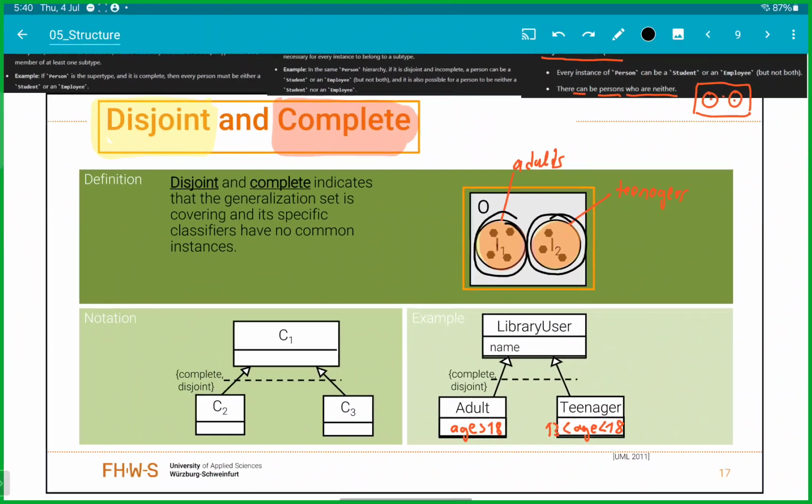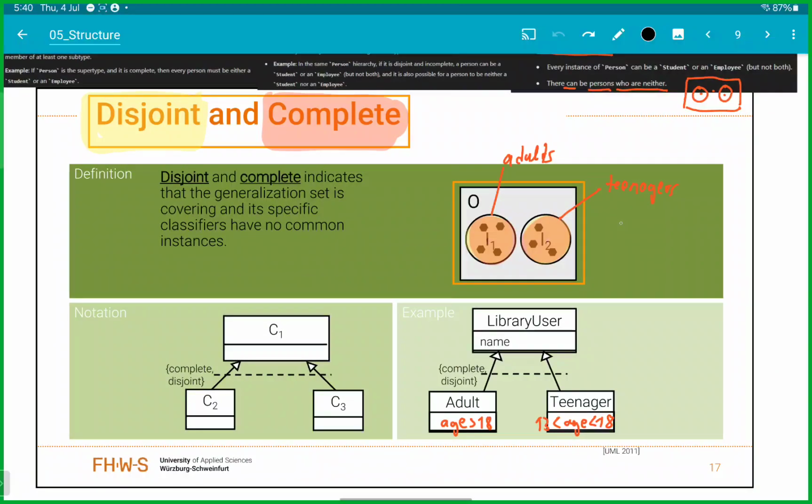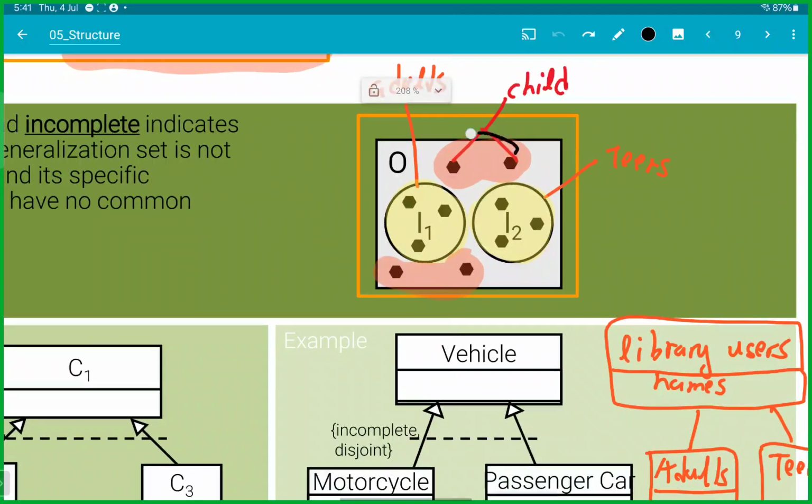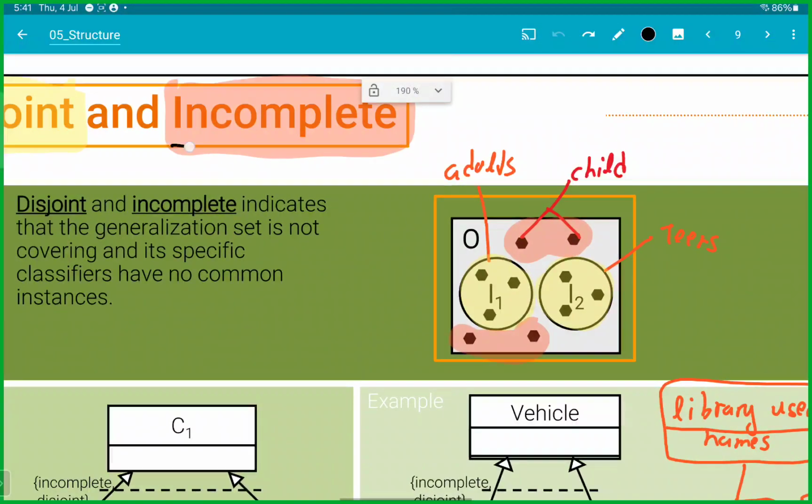So we know that this is non-overlapping. Every member is inside a subclass, so we have no members on the outside. Therefore we call this complete. If we look over incompleteness, we have members that are outside the subclass. This is a subclass, and we have members outside the subclass. So therefore we call this incompleteness.